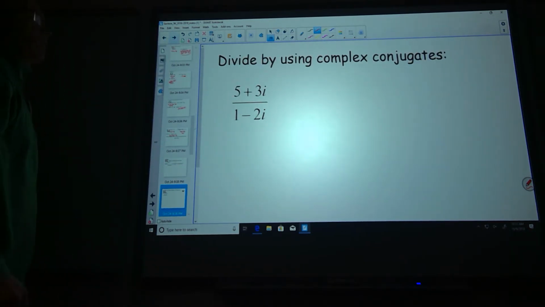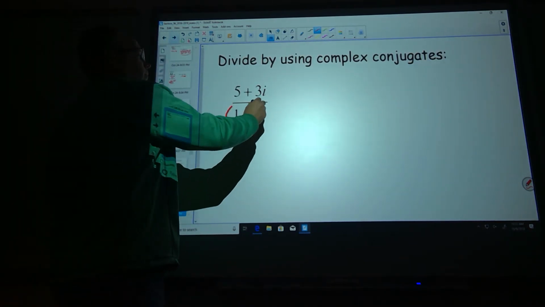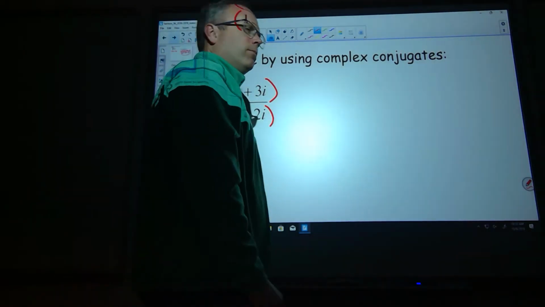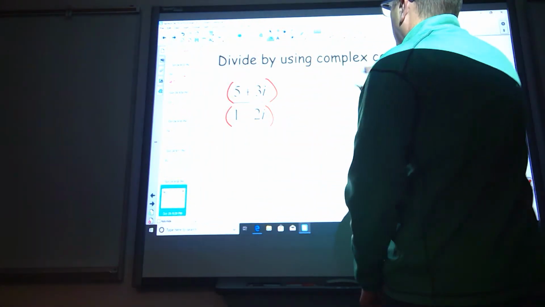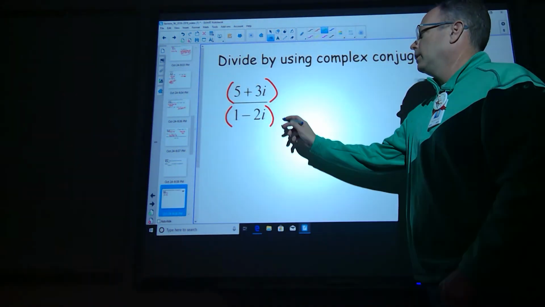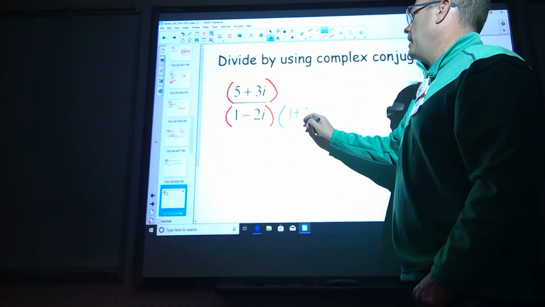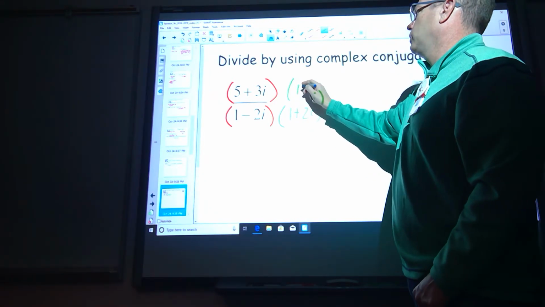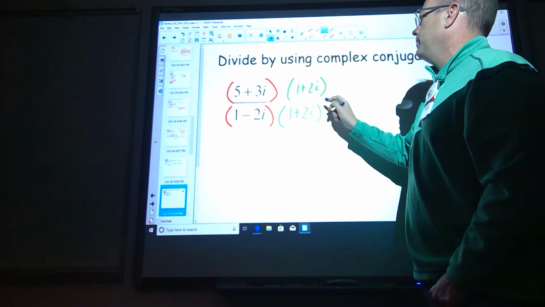All right. So here's our last favorite. Put it in parentheses first. Still with me? Yes, sir. Okay, I don't like to have an i in the denominator. So I'm going to go 1 plus 2i on bottom and 1 plus 2i on top. Still with me? Yeah.